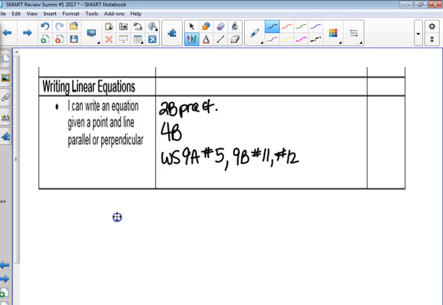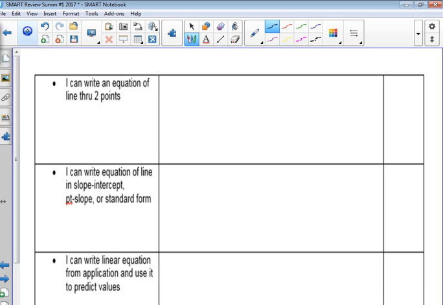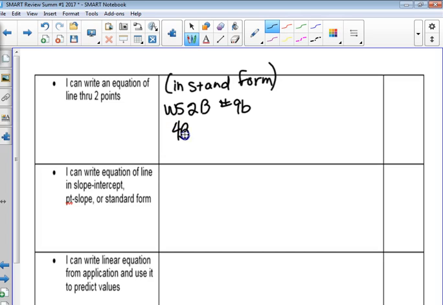And we're good with slope intercept in standard form because it might ask for this in standard form. One of them on the quiz asked for standard form. Okay, I think it's this one. I think this one says in standard form. Okay, guys, where did we do this? 2 points. Equation of a line through 2 points. 2B. Number 9B. And then we did it on 4B for practice.